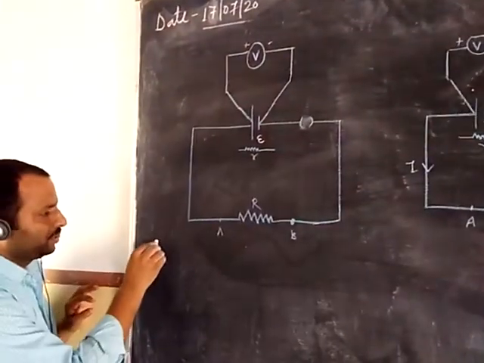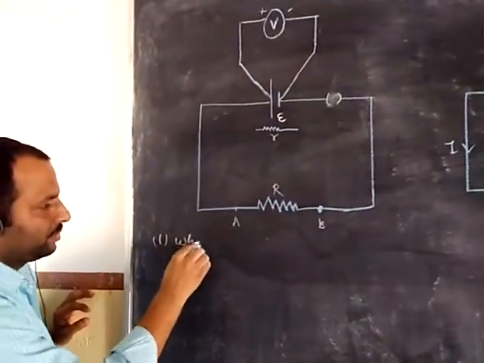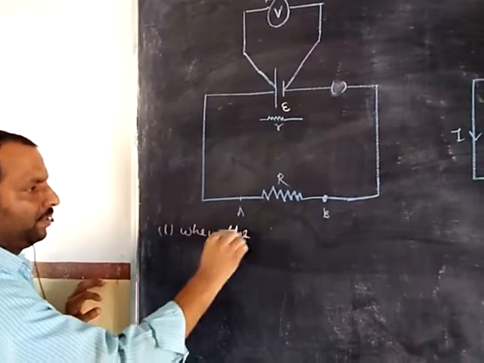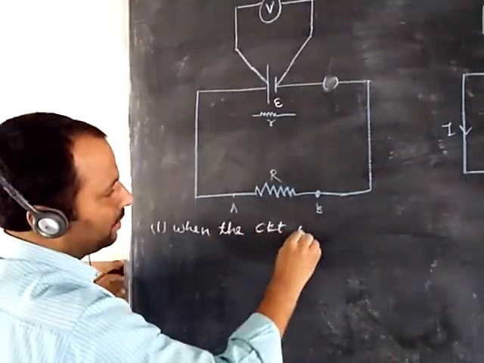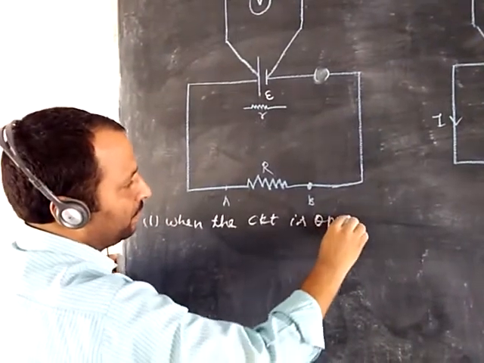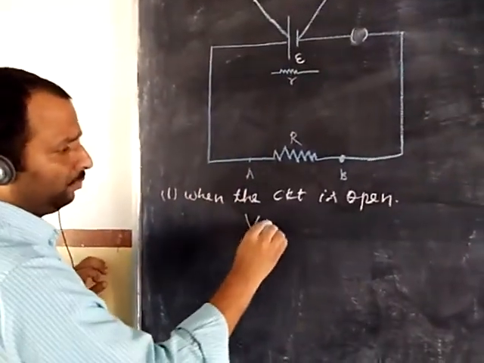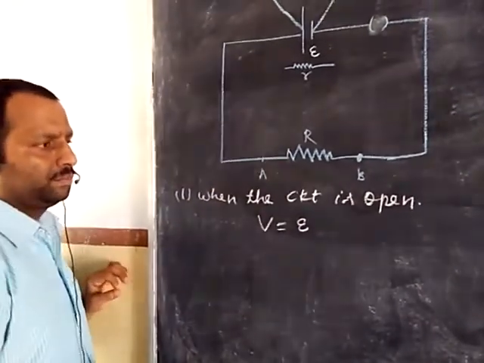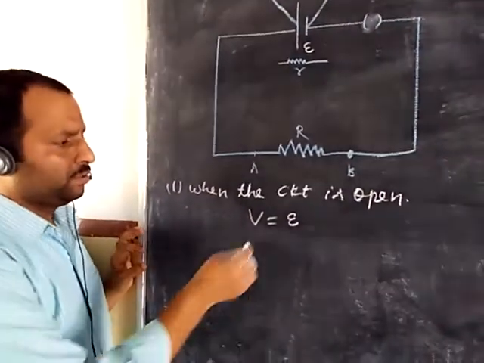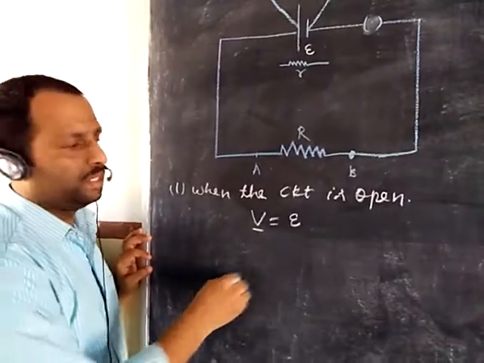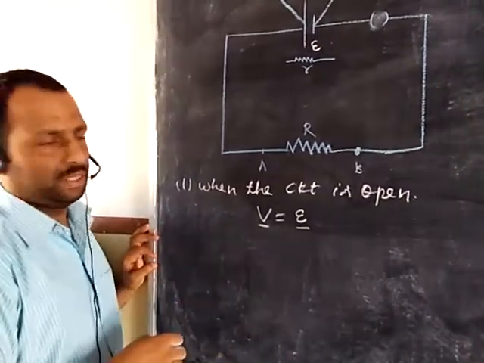In the first situation, when the circuit is open, what will happen? V is equal to E. As no current is flowing, the terminal potential difference of a cell is equal to the EMF of the cell.